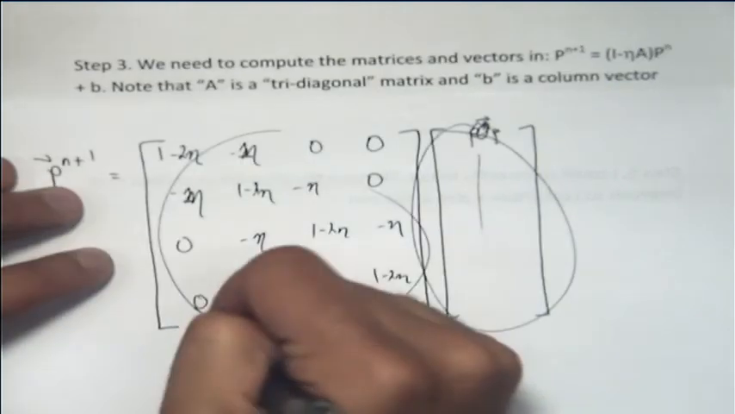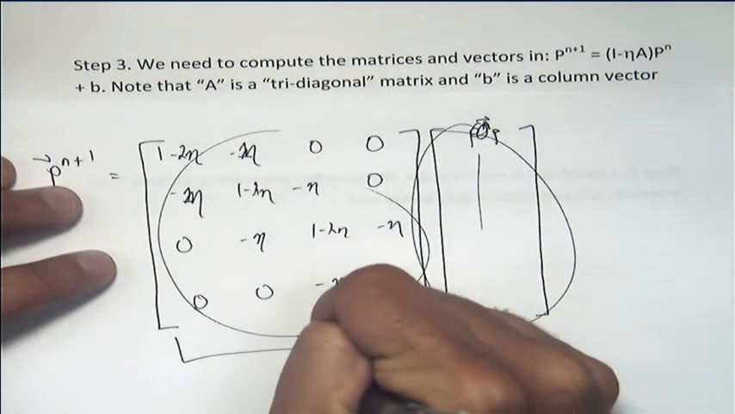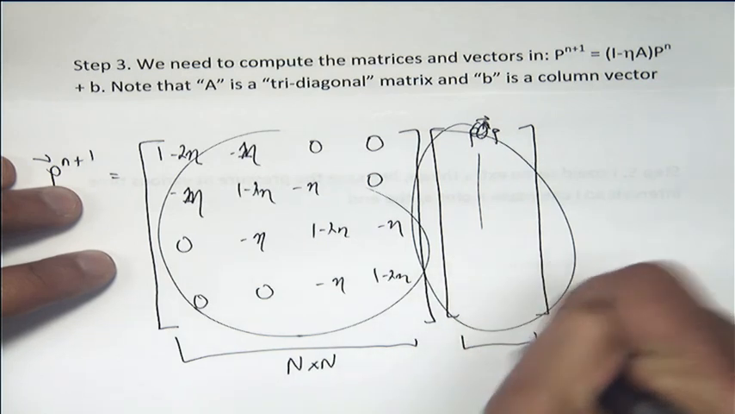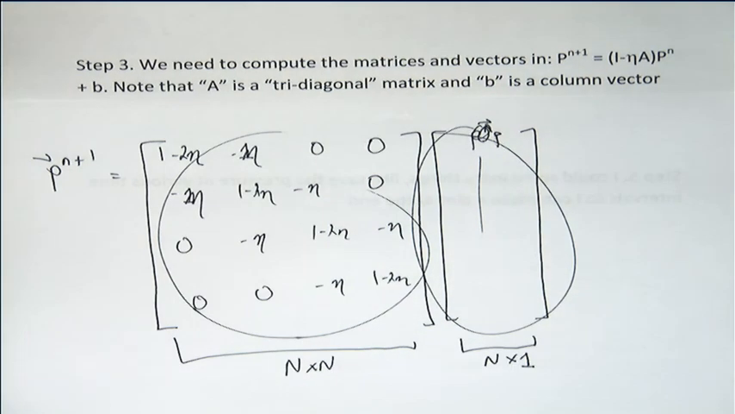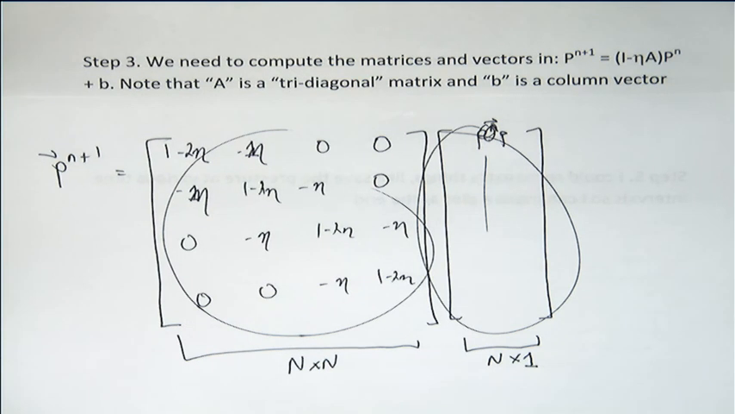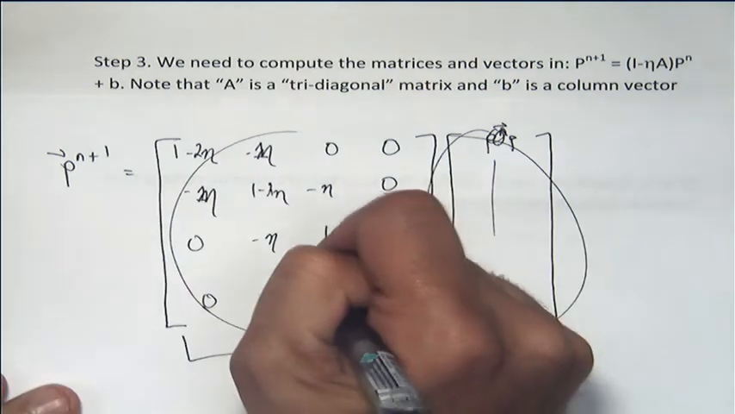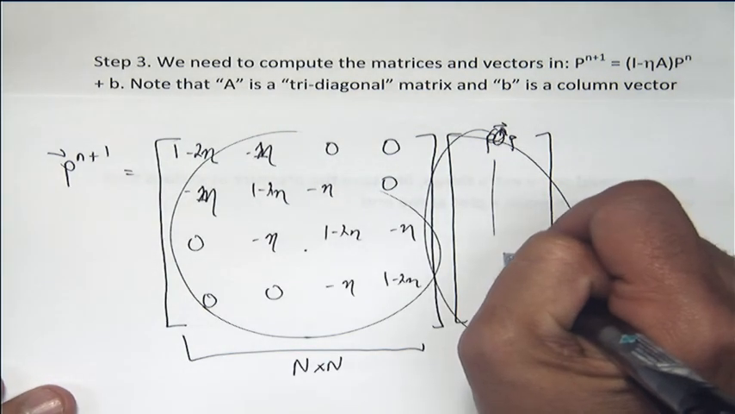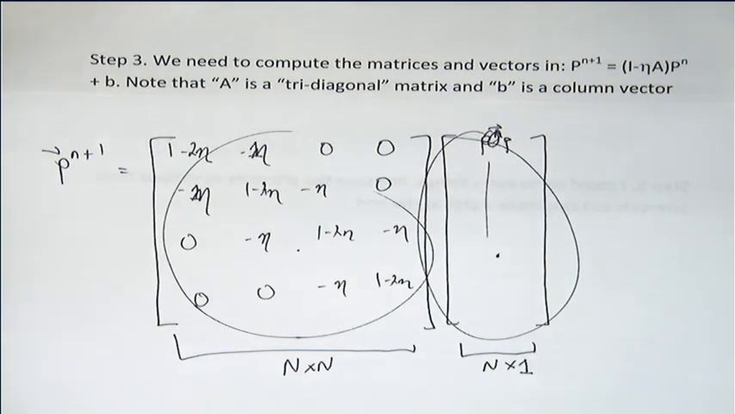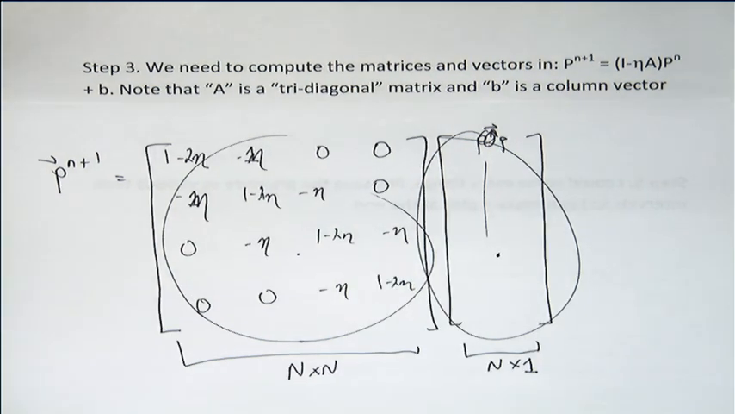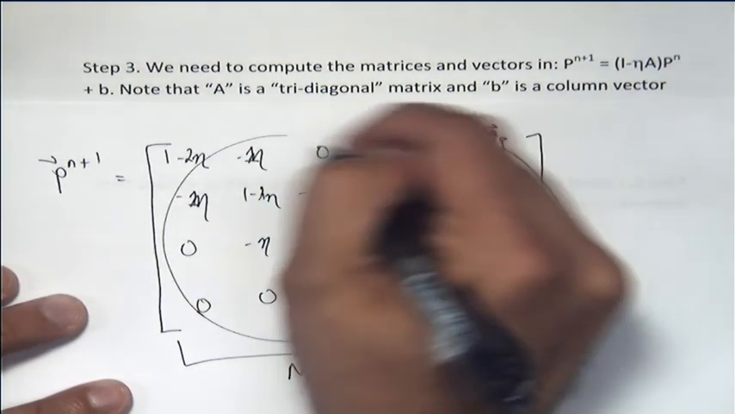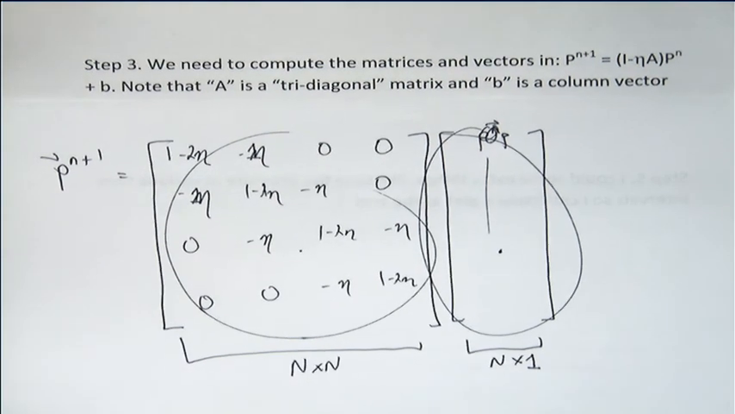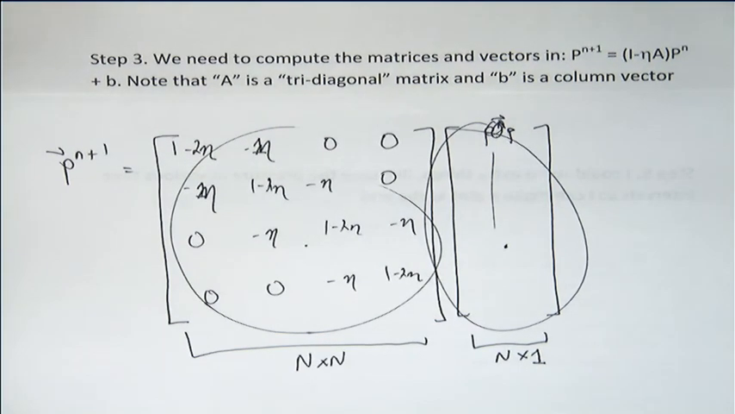So I get a square n by n matrix. This is an n by 1 column vector. And in step 3, what I want to do is create this matrix. I also want to create a vector, and then I'm going to multiply them together later on. But what's tricky is how you create this tridiagonal matrix.